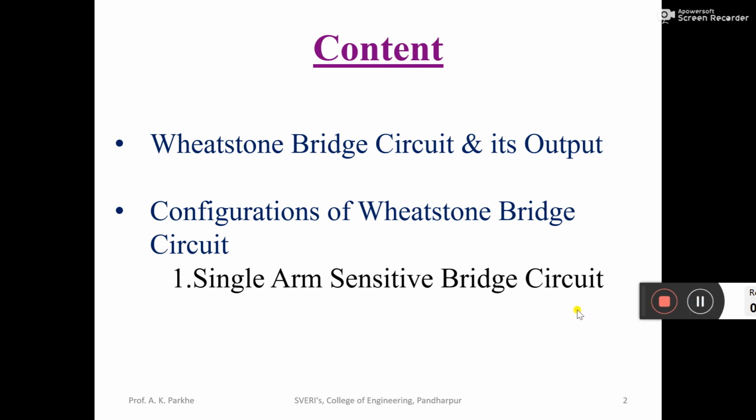So in this lecture, we have discussed the Wheatstone bridge circuit construction and working principle. We have derived the formula for E0, the output of the Wheatstone bridge circuit. Then we discussed the different configurations which we have to study in this chapter, and we derived one small derivation for the first configuration, the single arm sensitive bridge circuit. The remaining configurations of the Wheatstone bridge circuit, the 2 arm sensitive bridge circuit and the 4 arm sensitive bridge circuit, we'll see in the next lecture.